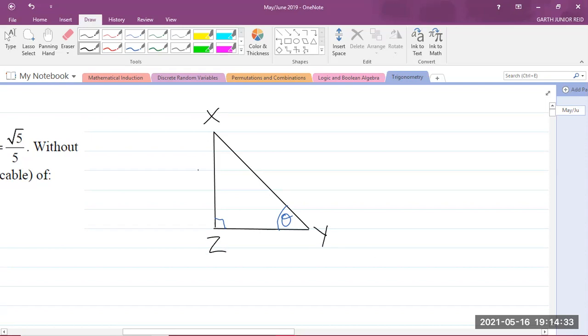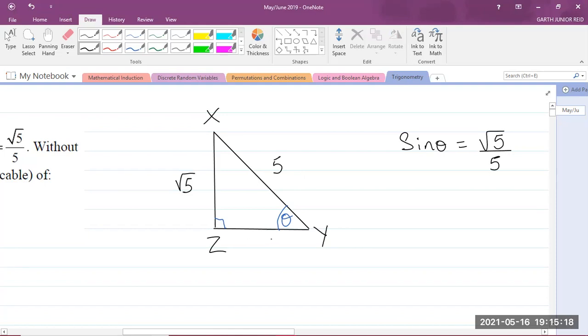So it told us that sine theta is equal to the square root of 5, and I'm going to divide that by 5. Now remember that sine theta is equal to the opposite side over the hypotenuse. The side opposite to the angle theta is here, so this side is going to be the square root of 5, divided by the hypotenuse. The hypotenuse is the longest side of the triangle, which is the side XY here, so this side is going to be 5.